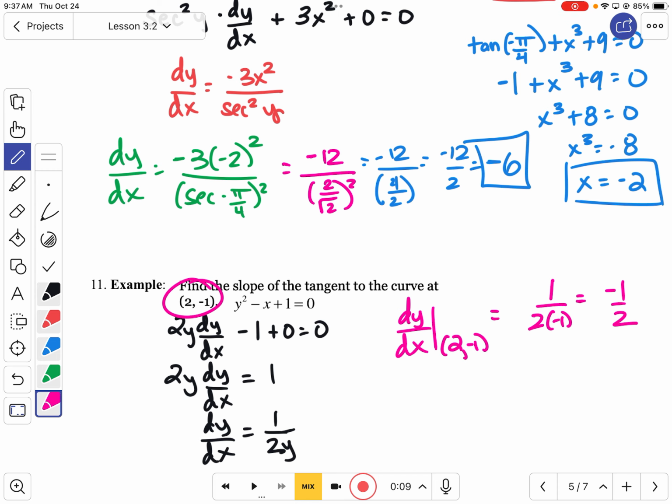Because it said to evaluate it at the point (2, -1), so I needed a numerical value. Yeah. So if it gives me a point, or an x, or a y, then I've got to plug it in and get the actual derivative.